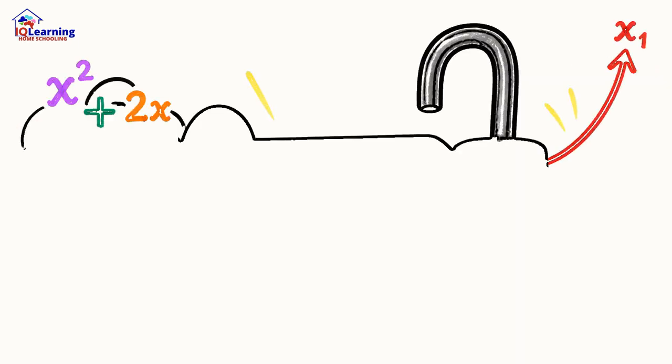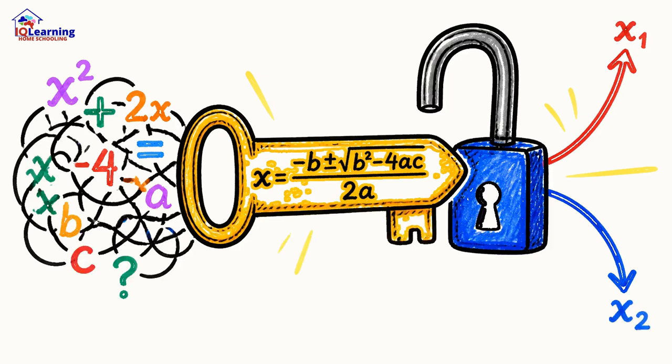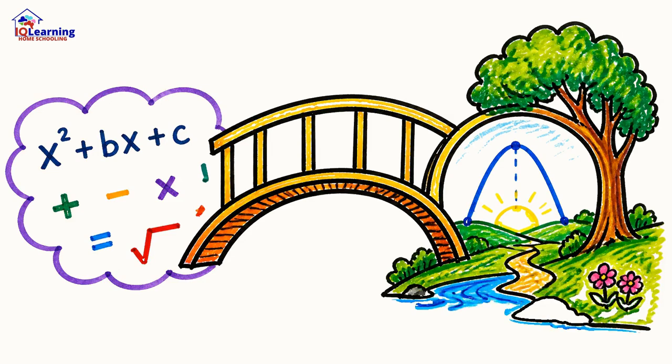And if you ever get stuck, there's the quadratic formula, the universal key that solves any quadratic equation. It's the bridge between a string of symbols and the predictable curved universe all around us.